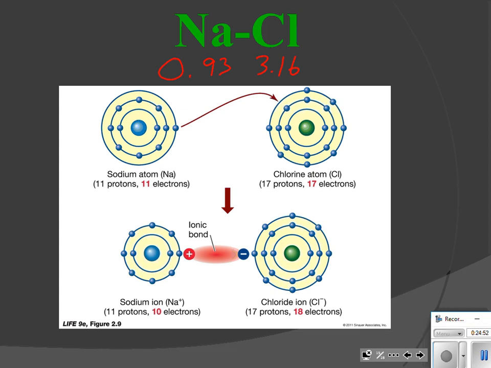So what is really happening? If you look right here at sodium, notice that it has one valence electron. What is a valence electron? Have we defined valence electron?